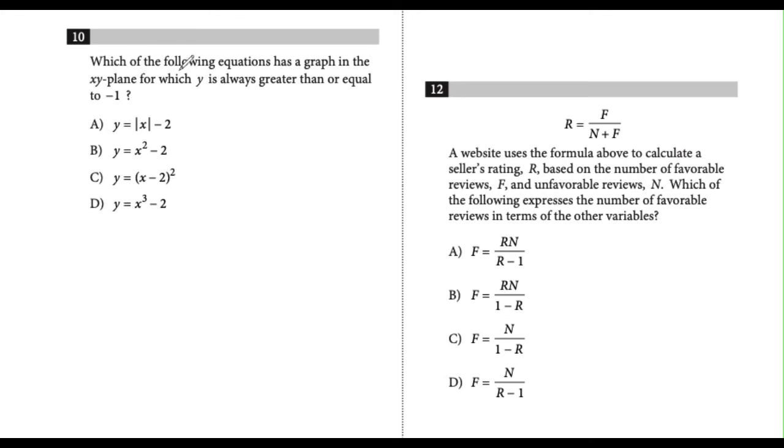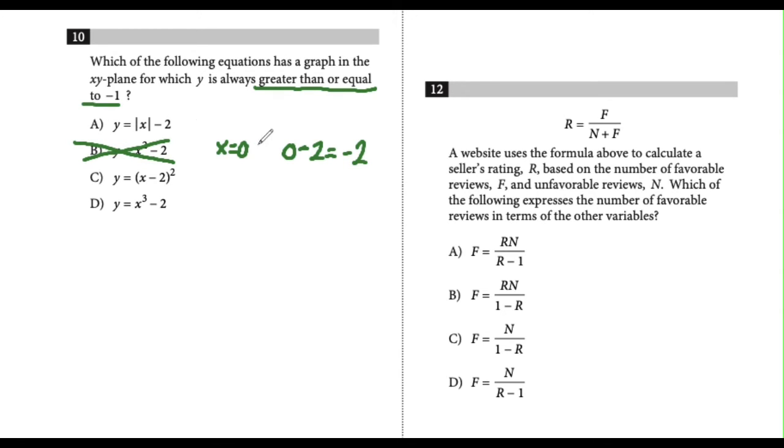Number 10. Which of the following equations has a graph in the xy plane for which y is always greater than or equal to -1? So for this question, we need to look at the answer choices and figure out which answer choice makes it impossible for you to plug in a value for x and obtain an answer that's less than -1. So for example, for B, if we plug in x equals 0, we're going to get that y equals 0 minus 2. And we know that 0 minus 2 is -2. Well, -2 is not greater than or equal to -1. So therefore, B is not a possible answer choice.